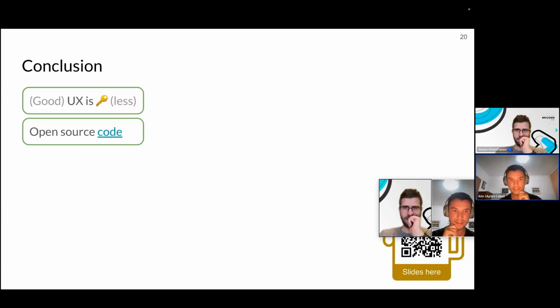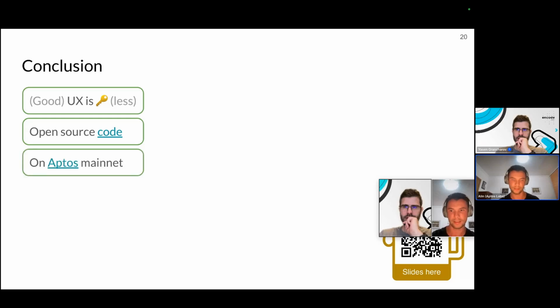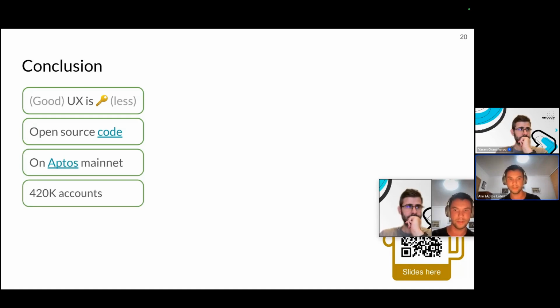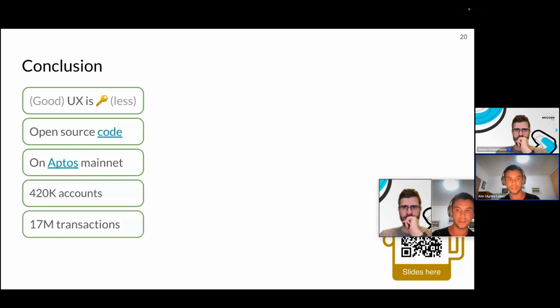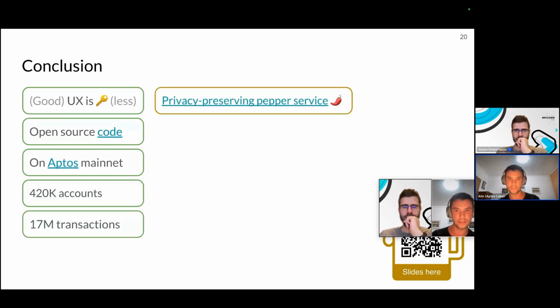Everything I've presented is open source: Pepper, Prover, Circom code, blockchain validation logic, governance on chain for keyless accounts, and so on. It's been live on the Aptos mainnet since June 2024. We've seen 420,000 keyless accounts and 17 million transactions. There's other things that we want to do, like we want to make the Pepper service privacy preserving.